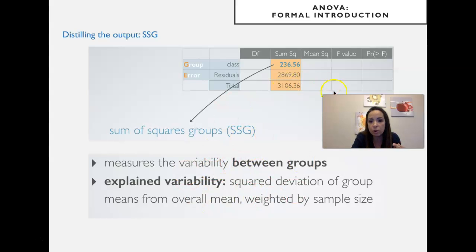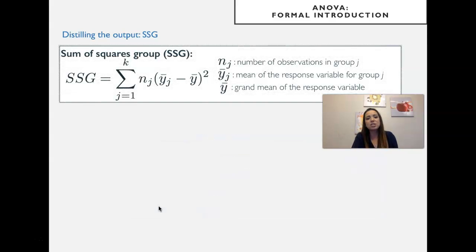This is the total variability to be explained, and this is the amount that I can explain if instead of using one mean, I use 4 means in this case. So it's square deviation of group means, the group means that I have, from the overall mean, and it's weighted by sample size. So here's the calculation.